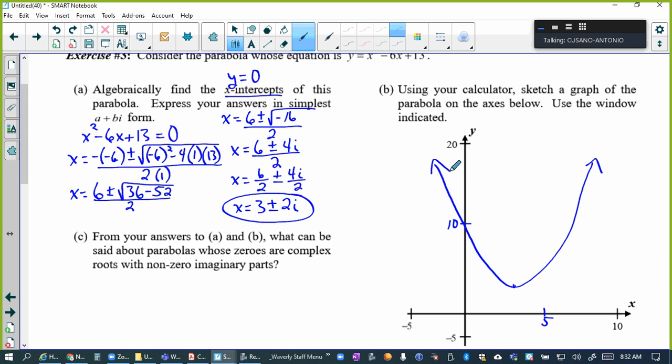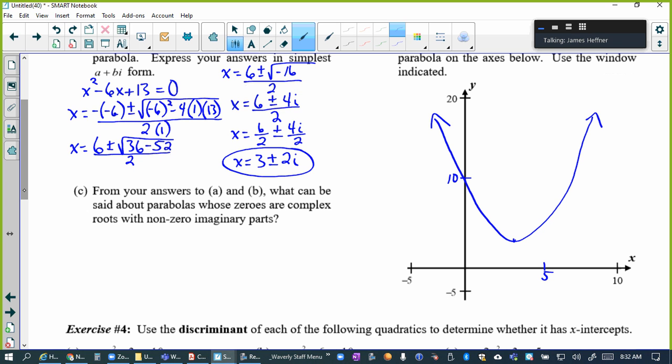It never goes to an x-intercept. Yeah, it never reaches 0. It doesn't have any. So remember, anything on this x-axis has a y value of 0, doesn't it? And it never has any zeros in the real number system, right? So in part C, what can we say about parabolas whose zeros are complex? What do they not do? They never reach.